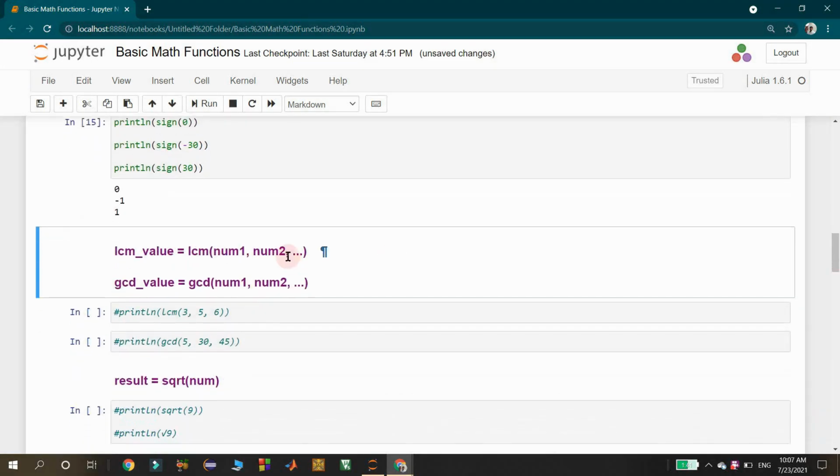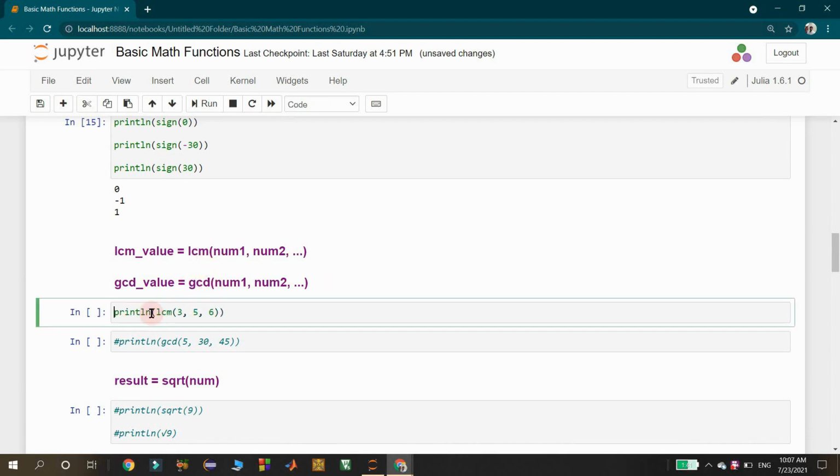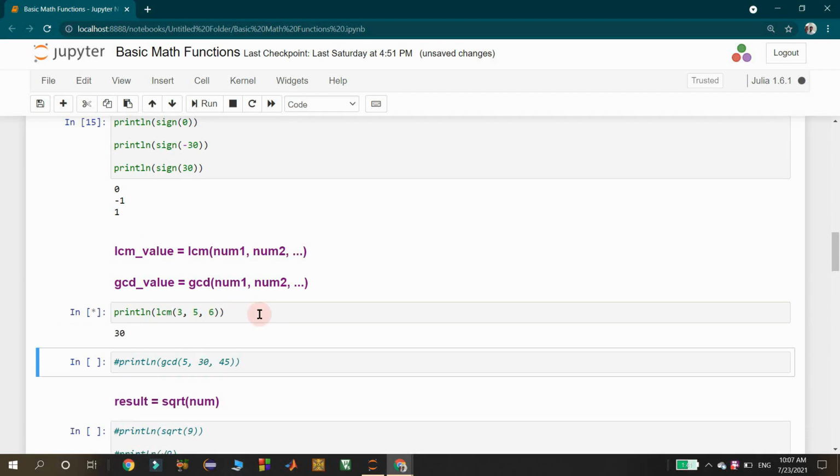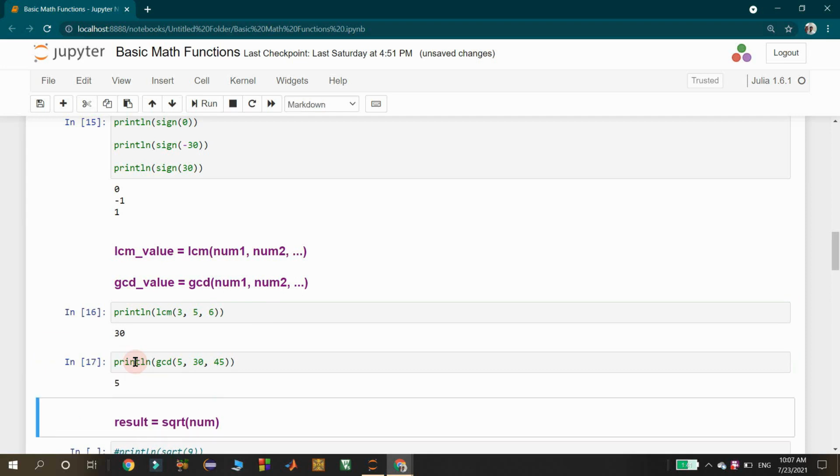And Julia has two functions, one to compute LCM, another to compute GCD. I am considering an example to show the LCM function with numbers 3, 5 and 6. Then we will get 30 as the value. And similarly, I am using the GCD function to compute the GCD of 5, 30 and 45. Then we got 5 as the value.